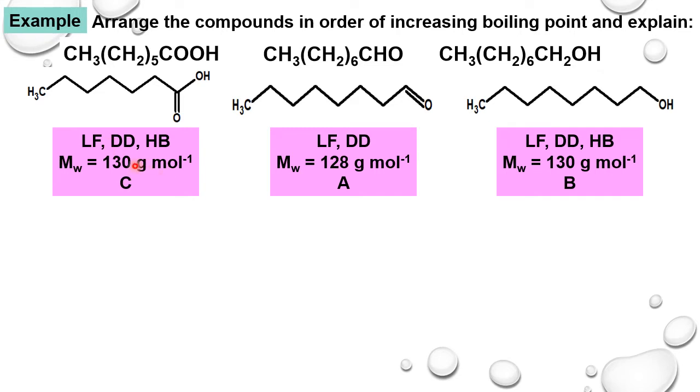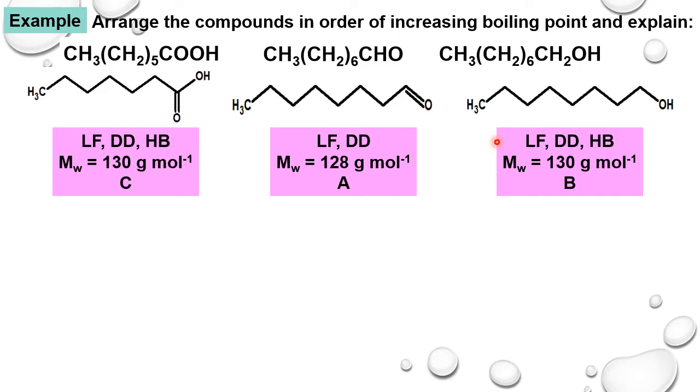So if you look over here, the molecular weight is comparable. Maksudnya dia lebih kurang sama. 130 gram per mole untuk this carboxylic acid, 128 gram per mole for this aldehyde CHO, and 130 gram per mole untuk kita punya alkohol dekat sini. So, once kita dah tahu berat dia lebih kurang sama, you cannot use the factor of molecular weight untuk tentukan dia punya boiling point. Jadi faktor apa yang kita akan gunakan? Kita akan gunakan faktor intermolecular force.